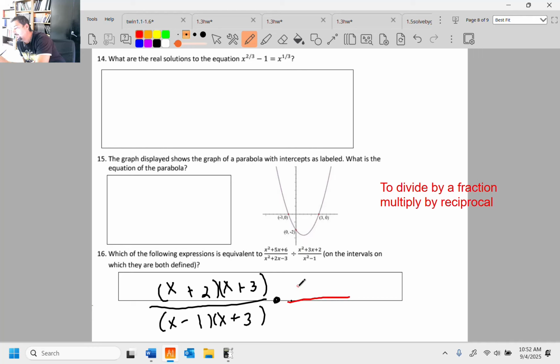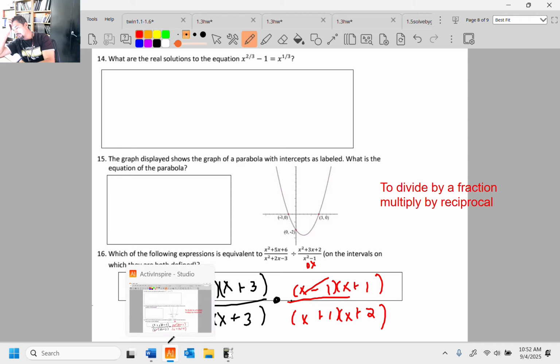X squared minus 1, it takes an x and an x to create the x squared. 1 times 1 is 1, but there's nothing in the middle, so one of them's negative, one of them's positive. Notice I flipped it. What was the denominator became the numerator. And this guy's going to get moved to the bottom, and it takes an x and an x to create x squared. It takes a 1 and a 2 to multiply together to be 2, and 1 plus 2 is 3.